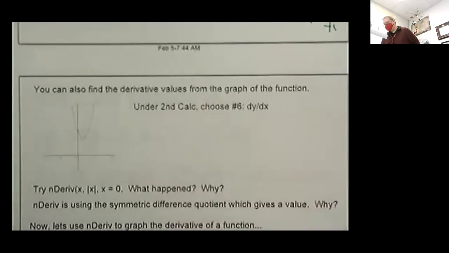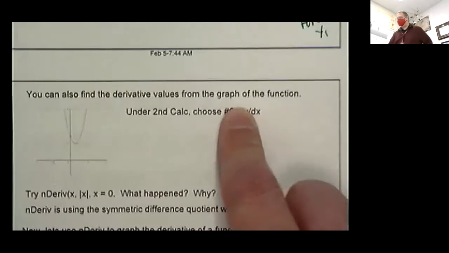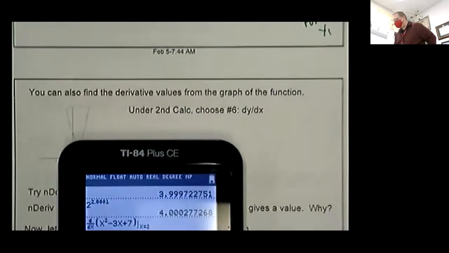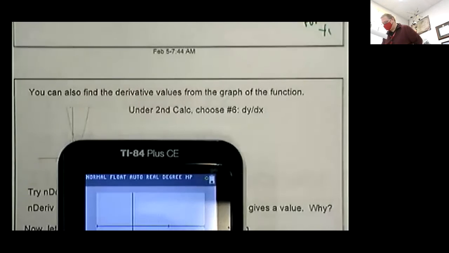Now, we can also use the derivative values from the graph of the function. So I went ahead and graphed that, right? That's in y1, so we can actually go ahead and graph that function. Let me zoom back out to a normal window.